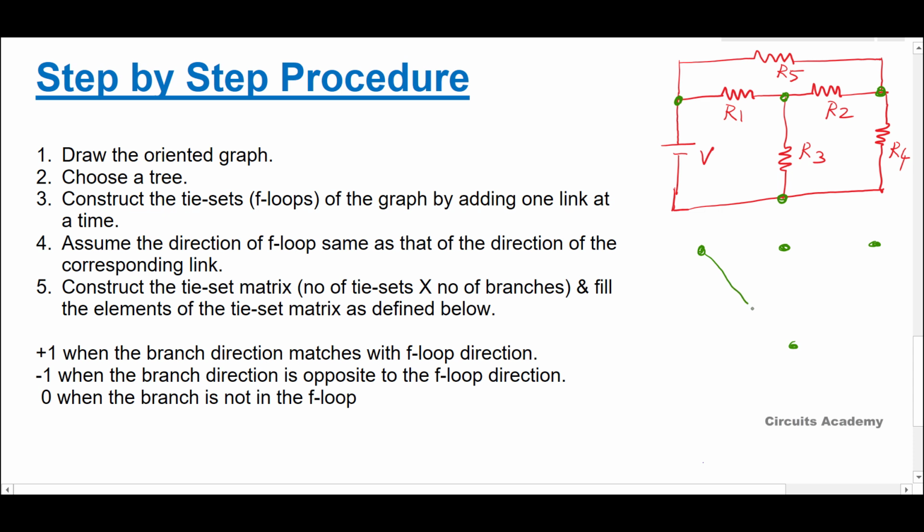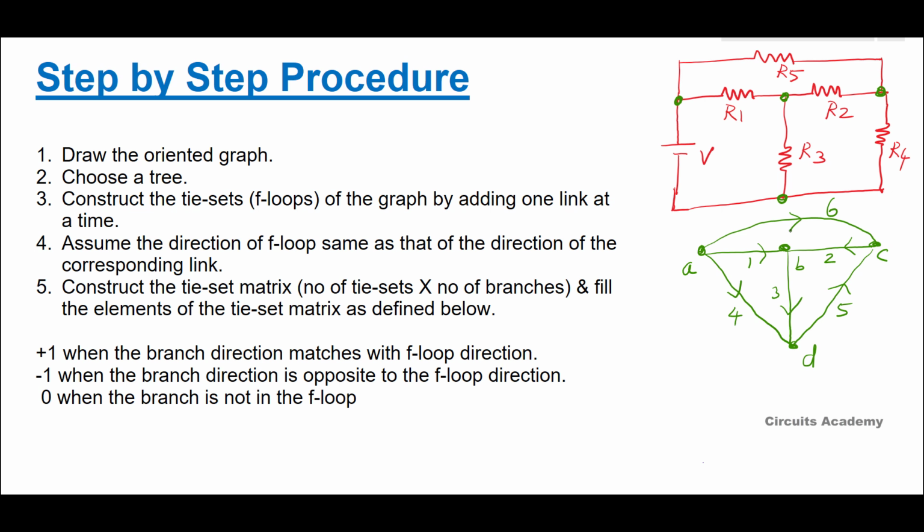Replace a voltage source by a short circuit. Replace the resistors by line segments. Name the nodes. Name the branches. Since the directions of the branches are not shown in the circuit diagram, we can assume the directions of the branches. So we are done with step 1.